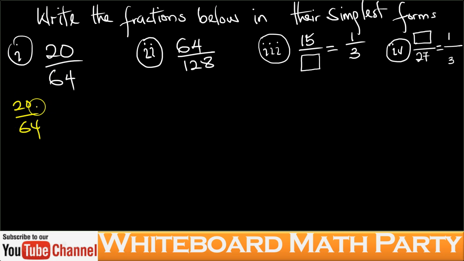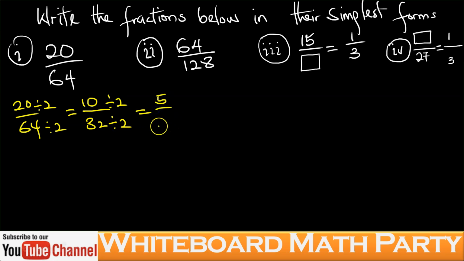If you look at 20 and 64, I can divide both of them by 2. So I'm going to divide this by 2, and I'll divide it by 2. So if I do that, 20 divided by 2 is 10, 64 divided by 2 is 32. I can divide again by 2, so divide here also by 2. If I do that, that gives me 5 over 16. There is no common factor for 5 and 16. So 20 over 64 ends at 5 over 16.